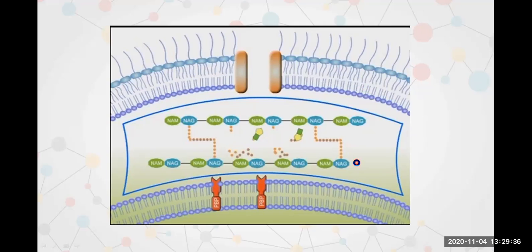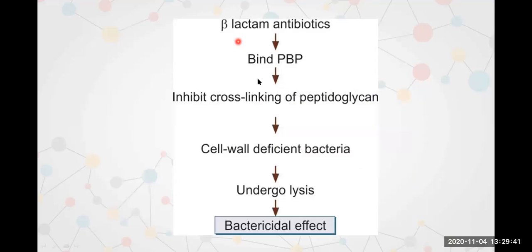So this is what they explain in this flow chart also. The beta-lactam antibiotic first binds to the penicillin binding protein, called PBP. Then it enters the cell membrane, mainly at the peptidoglycan, and breaks down the linkages, and thus the cell undergoes lysis. This is the mechanism of action for the beta-lactam, or the penicillin, cephalosporin, and other drugs.